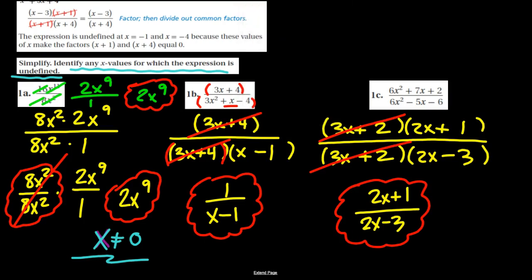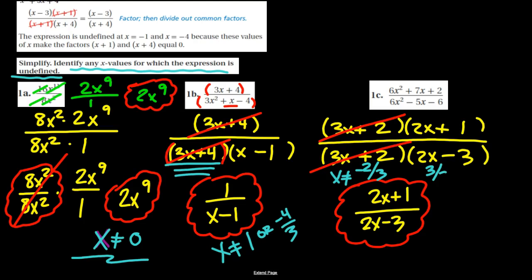So on the last question, x cannot equal 1 or negative 4/3. And people forget about the one that got canceled, right? Even if you cancel off a factor, you still have to consider that as a restricted value for x, or a domain restriction. Same thing over here. X cannot equal negative 2/3 or positive 3/2. Okay, so watch out there.